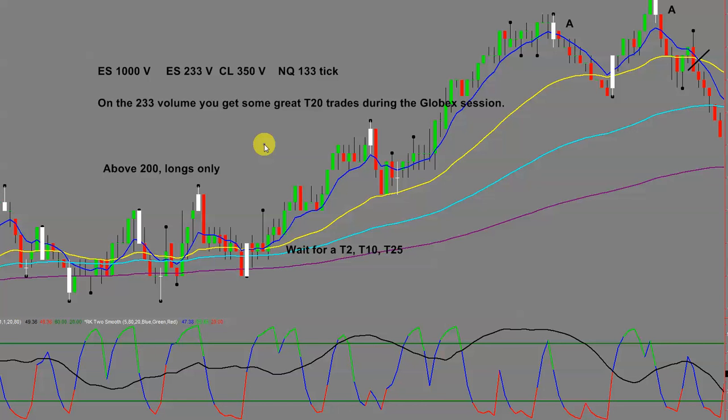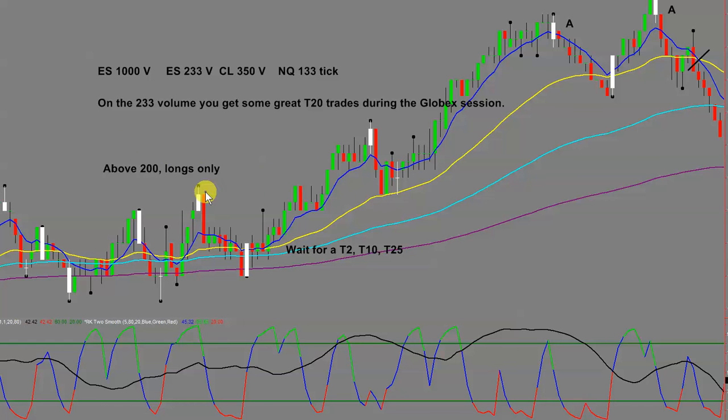Now also on the 233 volume on the ES, you get some fantastic T20 trades, as I'm about to show you during the Globex session. And as I mentioned, on the ES 1000, the T20 is a straight trading opportunity on its own. Go and do your stats on a daily basis and you'll see what I mean.